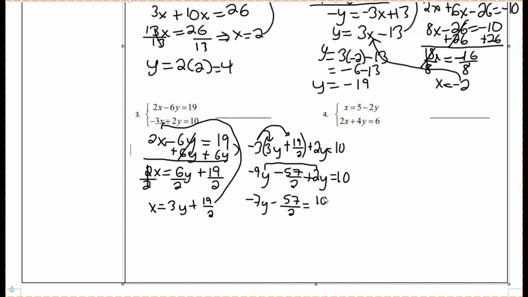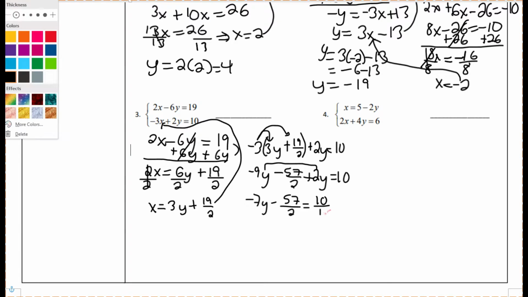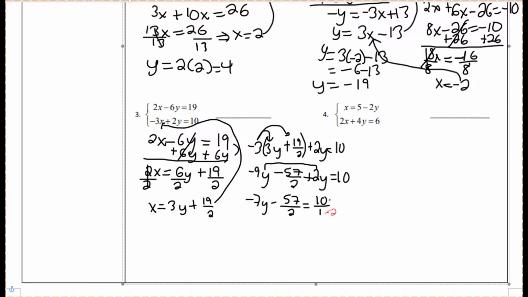All right, at this point, I'm going to rewrite this 10 as 10 over 1 because I'm preparing to add 57 over 2 to both sides, okay? Since I need a common denominator here, so I'm going to times this by 2, top and bottom, so that we have the same denominator. So this will be 10 times 2 is 20 over 2. So now I'm going to go ahead and add this on both sides.